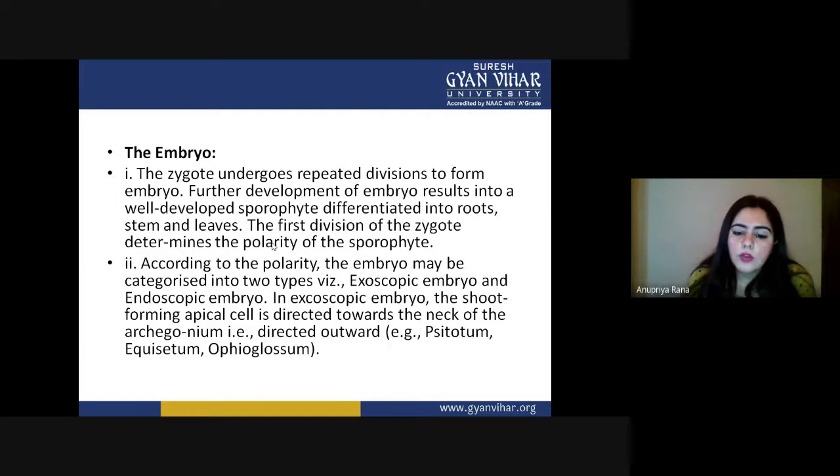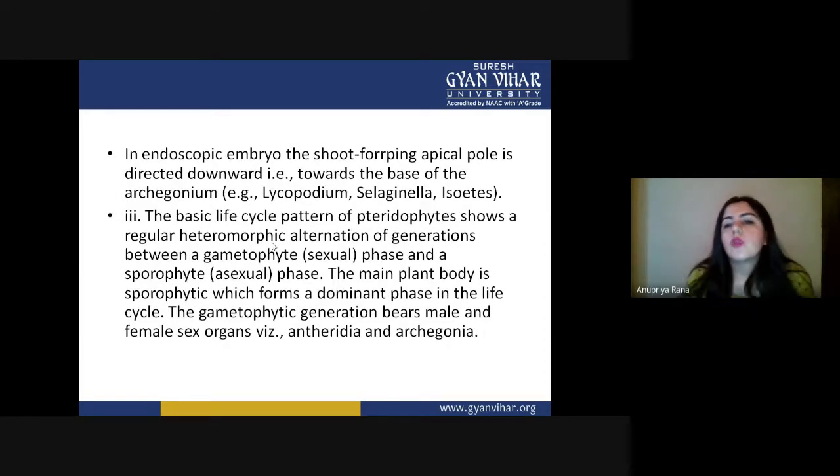In contrast, in endoscopic development, the shoot-forming apical pole, the plumule, is directed downwards, towards the base of the archegonium. That is called the endoscopic embryo. So if they grow towards the neck, towards the outer side, they are called exoscopic embryo. If they are towards the inner side, towards the bottom of the archegonium, they are called endoscopic.